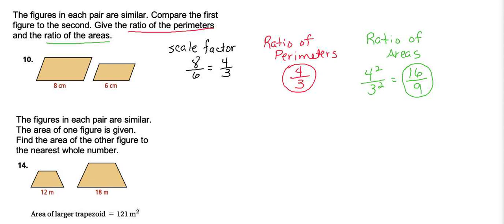In our next example, the figures are similar. The area of one figure is given, and the area of the other figure is what we're looking for, and we're going to round our answers to the nearest whole numbers. So let's begin with scale factor again.